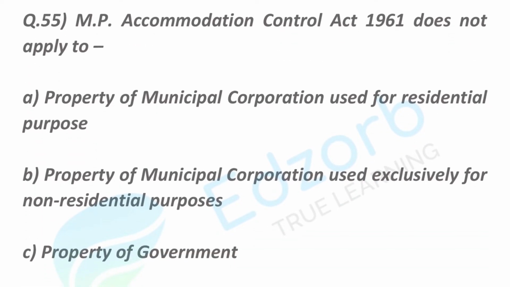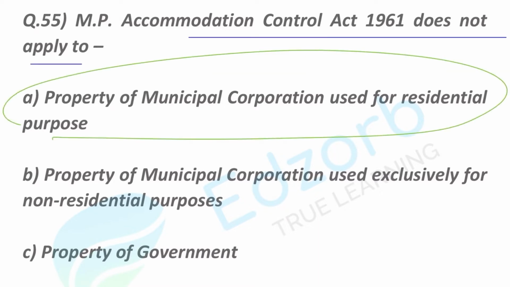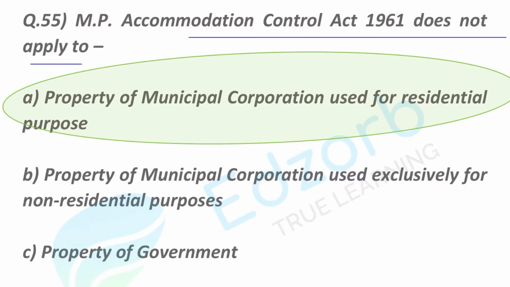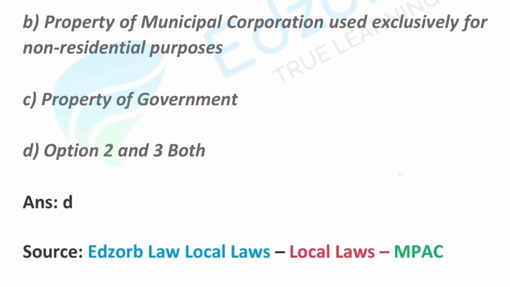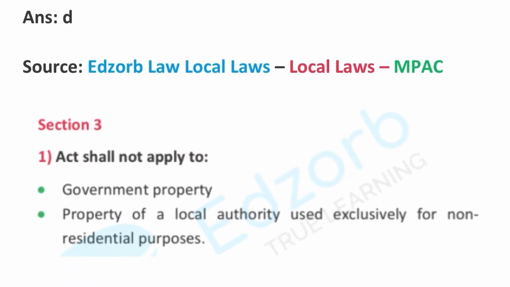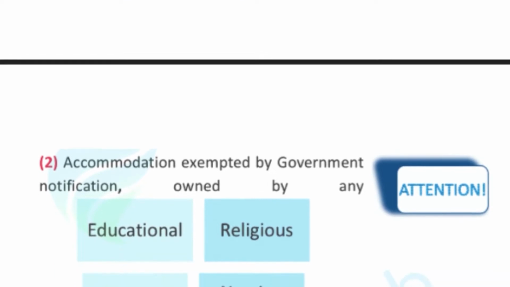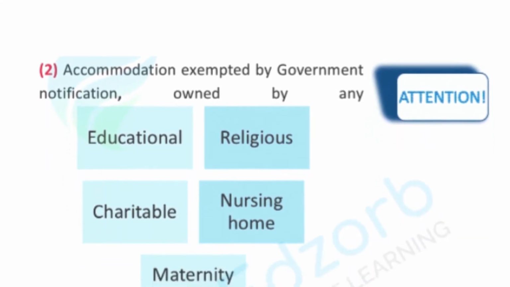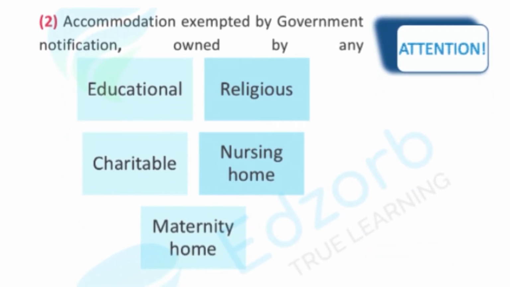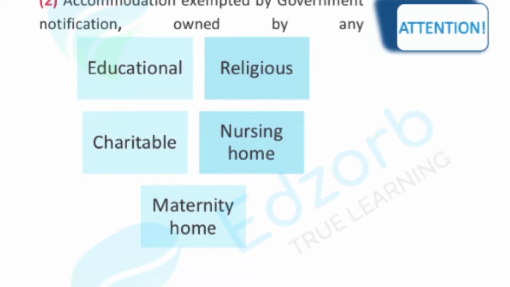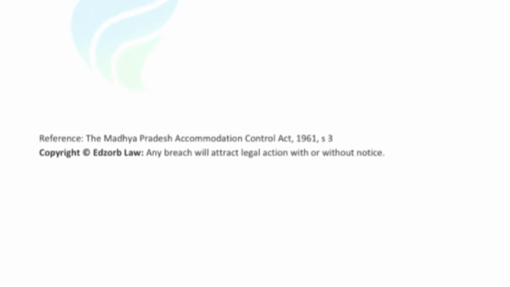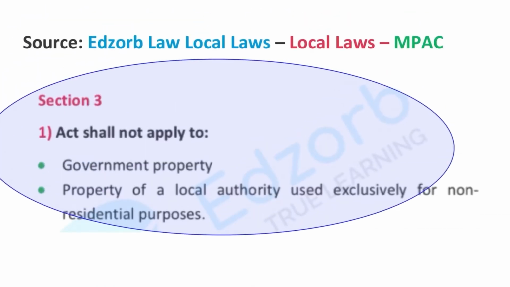So moving ahead, question number 55. So the MP Accommodation Control Act 1961 does not apply to, well, it will definitely apply to property of municipal corporation used for residential purpose. And section 3 of the act will tell us that it does not apply to government property or property of a local authority used exclusively for non-residential purpose. This was a direct question from section 3, so we had to rule out B and C, and that will give us the correct answer, which is D over here. So with little logic also, I am sure that you could have hit a home run.